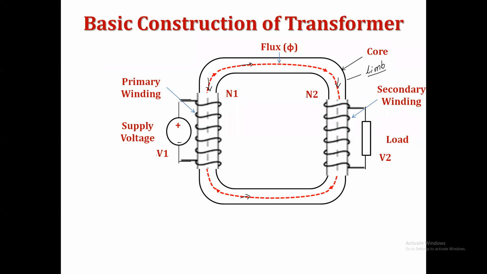What is the basic requirement? The basic requirement is that this flux should be changing. Then and only then, according to Faraday's law, EMF is induced in that winding, so here the AC supply voltage is required. Due to this AC supply voltage, alternating current will flow through the primary winding. Alternating current means what? AC current means what? How do you define AC current?